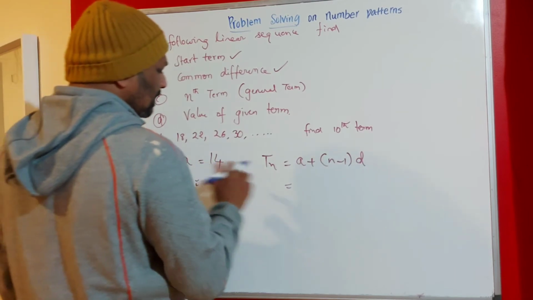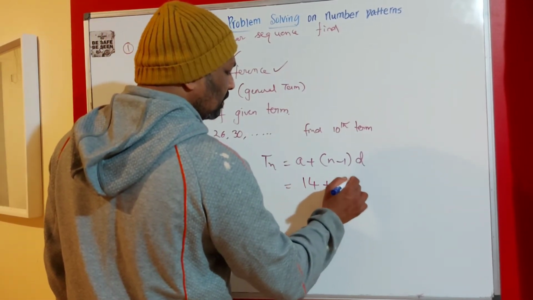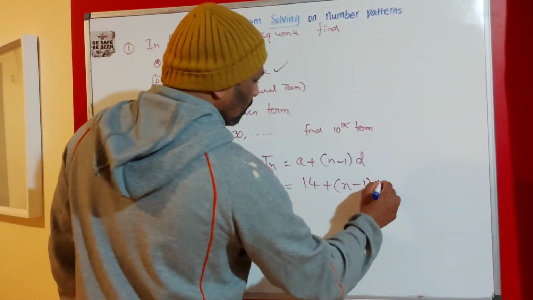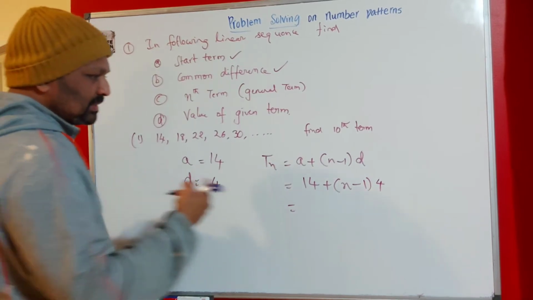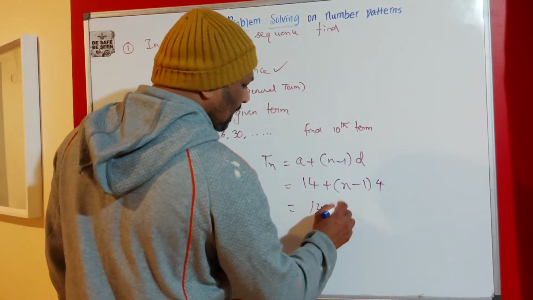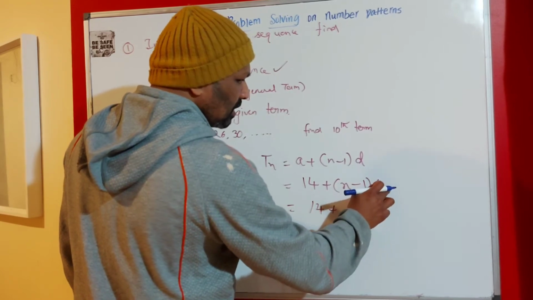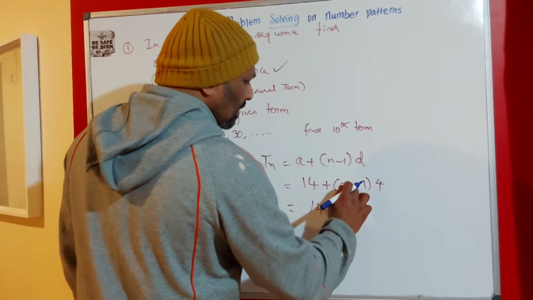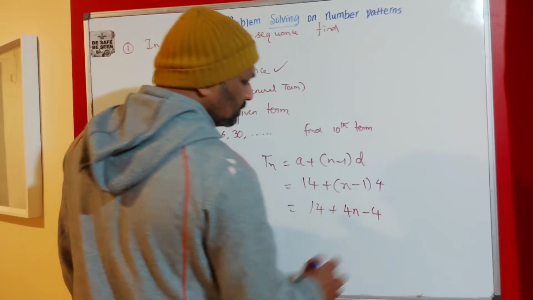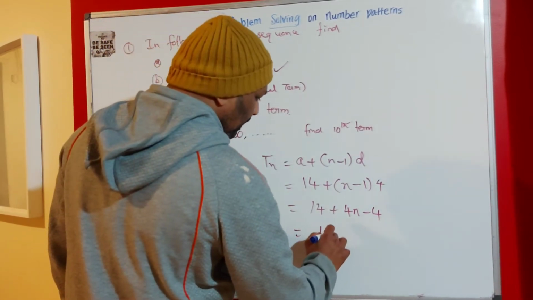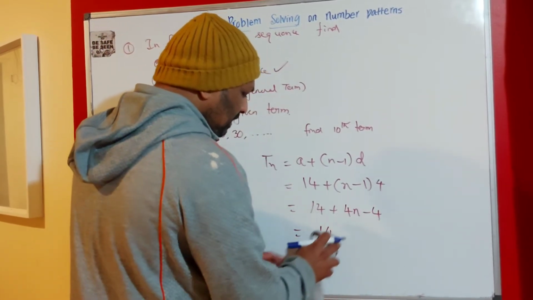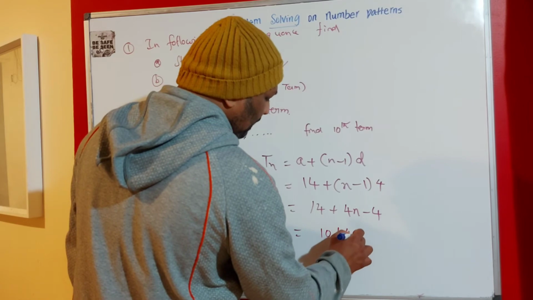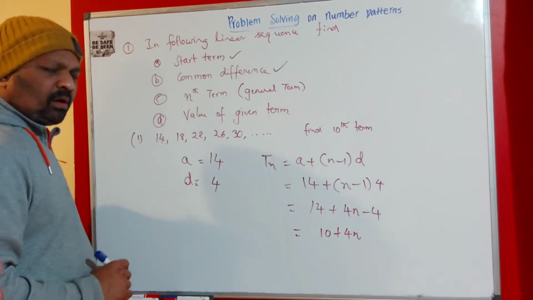Let's do that. What is A? 14. What is n? We don't know. In the general term, we don't know n, so n minus 1. What is D? D is 4. Okay. Let us simplify this expression: 14 plus n minus 1 into 4. How can we simplify this one? Expand it. n into 4 is 4n, minus 1 into 4 is minus 4. Then 14 minus 4, which is 10. 10 plus 4n.